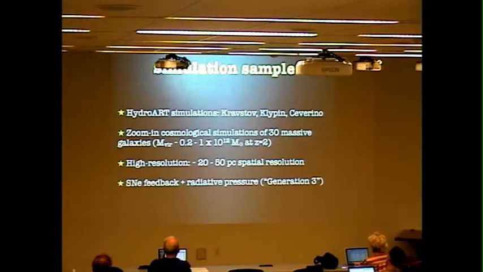So the simulation sample that I'm going to be using here is HydroART. And the reason why you've heard both myself and Nir and Shigeki and on Monday Kenza discuss this sample is because it's a relatively large sample for such a high resolution simulation. So we have 30 galaxies that are very high resolution. Their feedback prescription is thermal feedback from supernova plus radiative pressure. And in these simulations, tau IR is set to 0. And these are the generation 3 simulations that I think Daniel will be telling us more about on Friday.